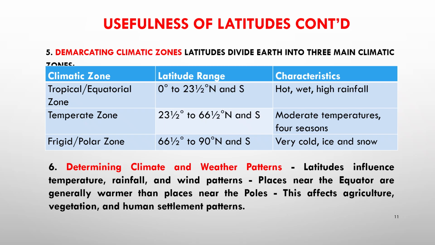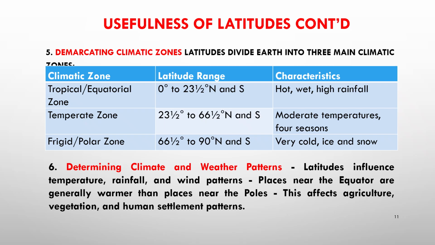So, I want to expand the climatic zones we just discussed because this is one of the most important applications of latitude. Okay, so it serves like a recap. The three climatic zones, and then, so the tropical zone is the hottest region on Earth.